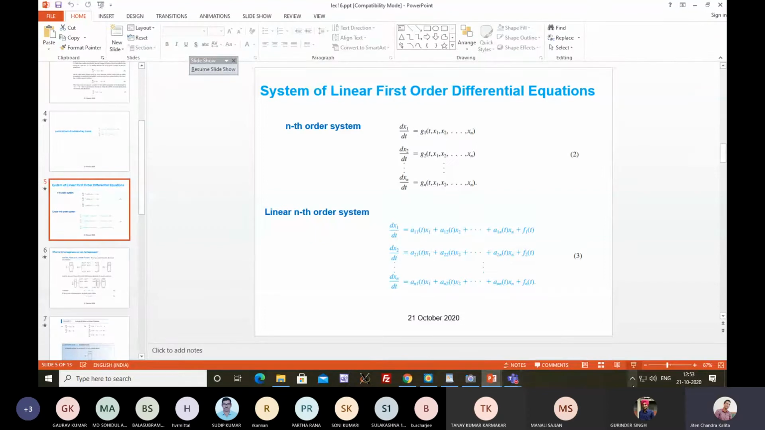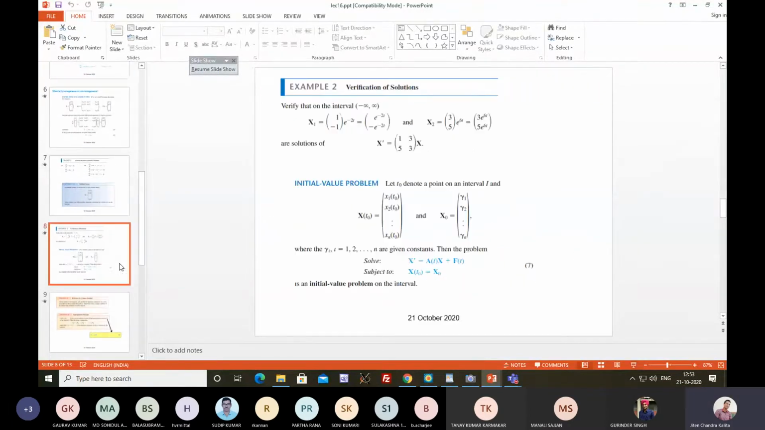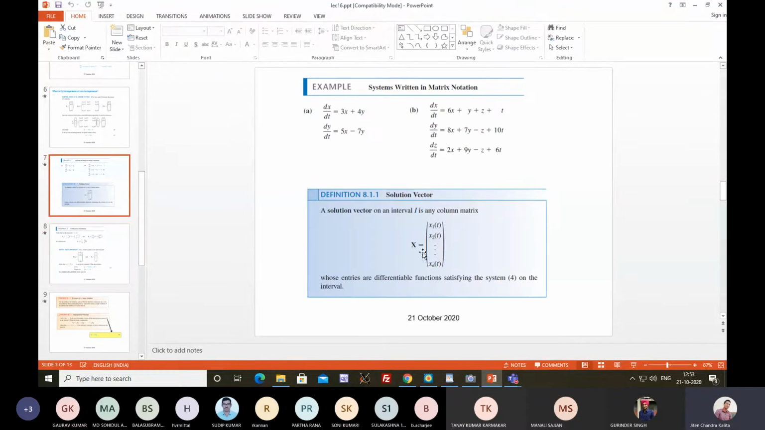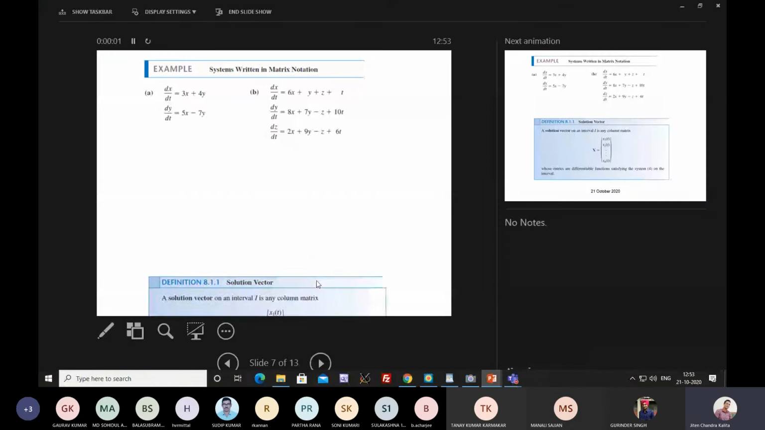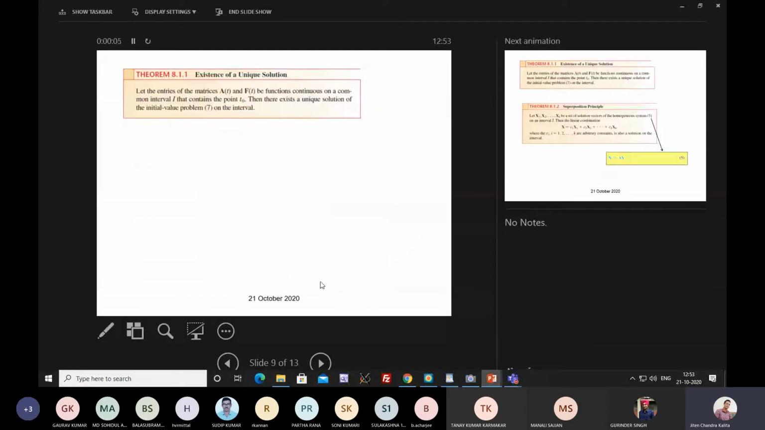Okay, so this we have already verified. So now this is the initial value problem. This is the initial value problem. Yeah. So this is the solution vector. This we have already seen.